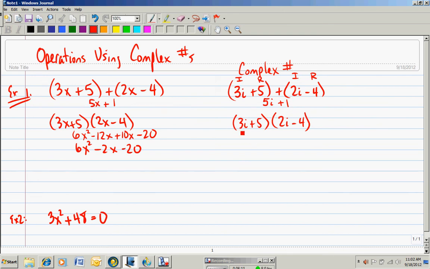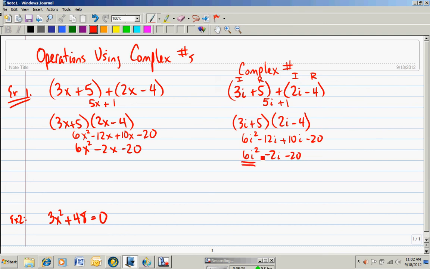When we distribute, we do the same as we did with variables. 3i times 2i is 6i squared. Outside terms is negative 12i. Inside terms is 10i. And the last terms are negative 20. I can combine the middle terms to get negative 2i.